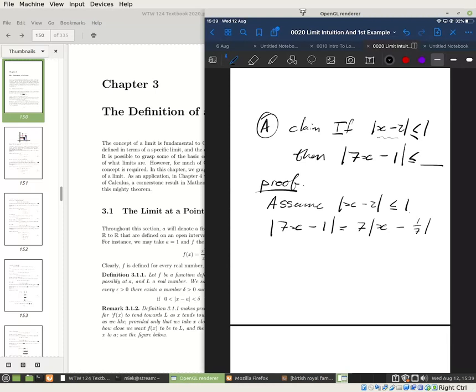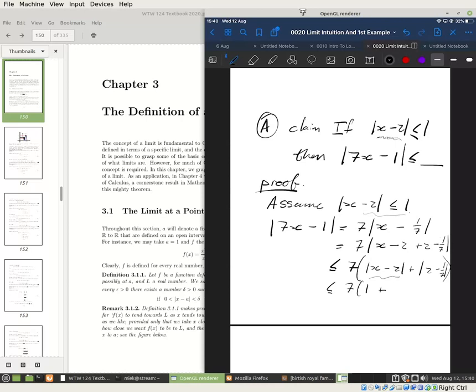We have control, or we know something about x minus 2. So let's add and subtract. So we want minus 2 plus 2, minus 1/7. We haven't changed anything. We're just adding 0. Let us apply the triangle inequality. 7 times |x - 2| plus |2 - 1/7|. And here we see this thing is, by our assumption, less than or equal to 1.